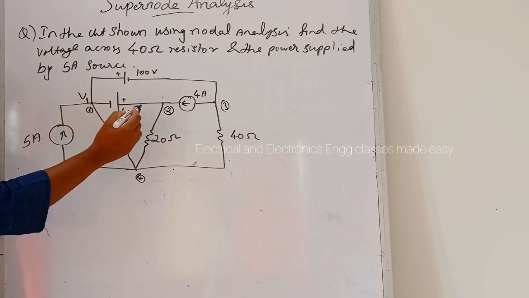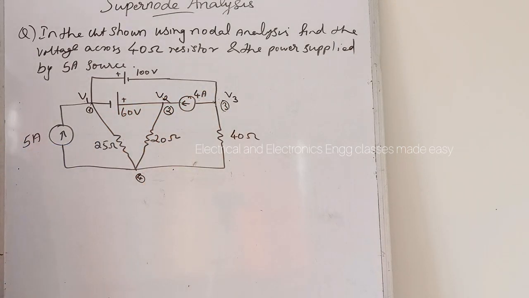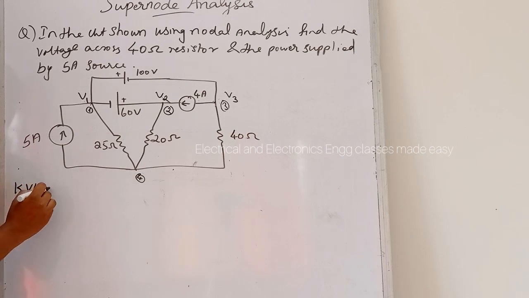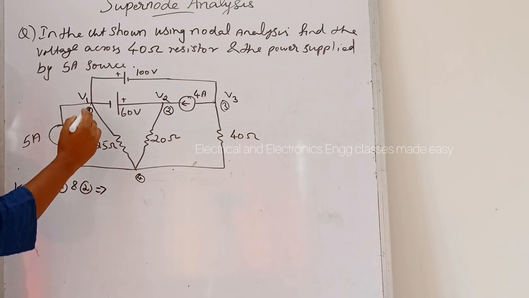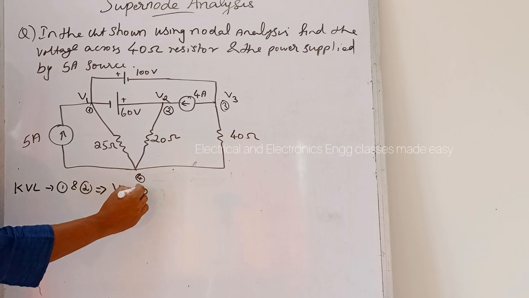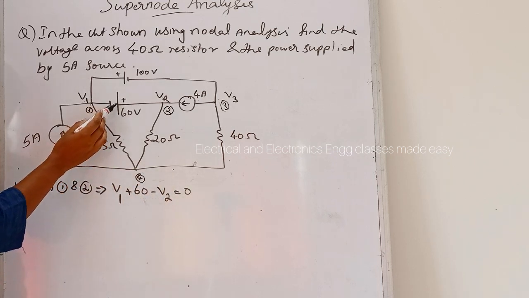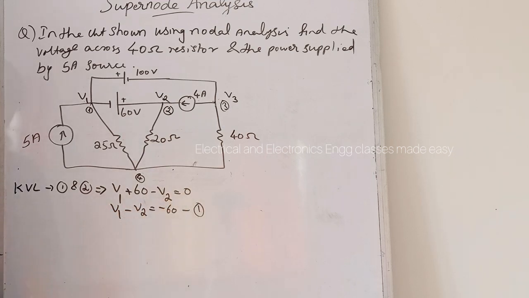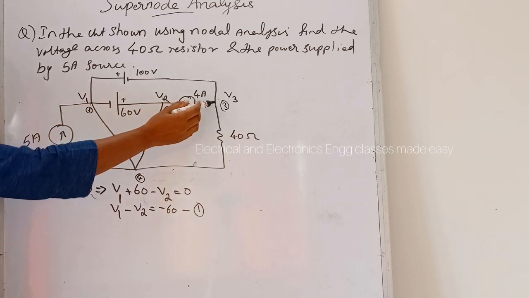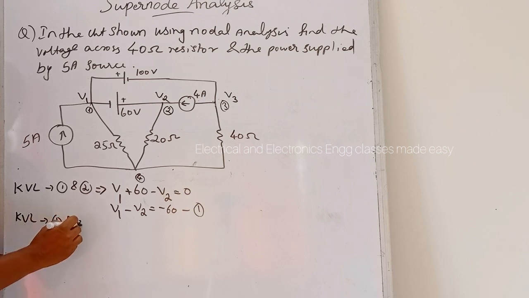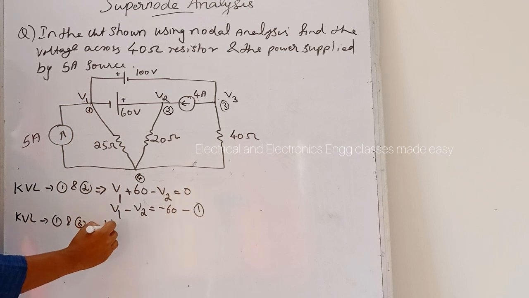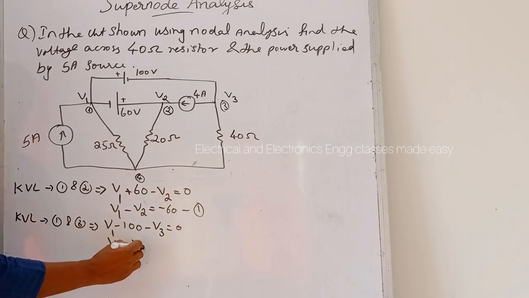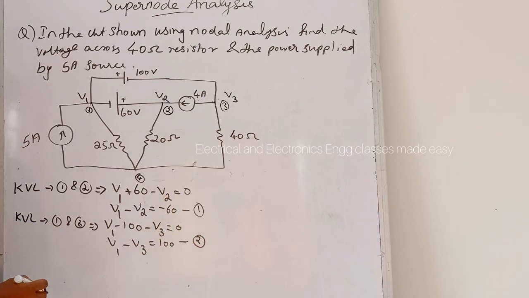Then mark the voltages. Let V1, V2 and V3 be the voltages. Now let us apply KVL between nodes 1 and 2. We will get V1 plus 16 minus V2 equal to 0. Here minus to plus, so we have to write plus 60. That is V1 minus V2 is equal to minus 60. This is the first nodal equation. Now applying KVL between the first and third node, we will get V1 plus 2 minus, that is minus 100, minus V3 equal to 0. That is V1 minus V3 is equal to 100. This is the second nodal equation.